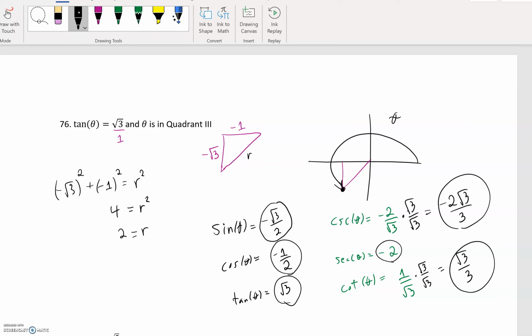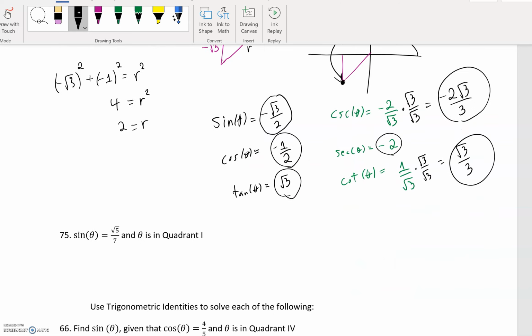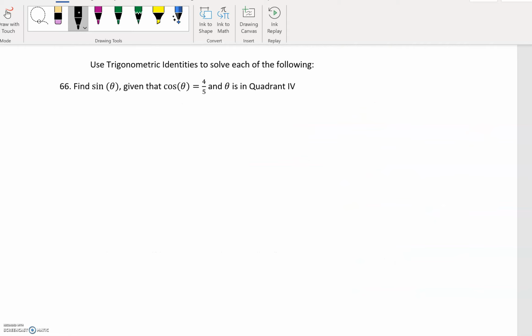Now let's take a look at one problem where we actually make use of those trigonometric identities in the blue. You are asked here to use trigonometric identities to solve the following. You need to find just sine of theta, given that cosine of theta is equal to 4 over 5, and theta is in quadrant 4. So we know theta is in quadrant 4. And it says specifically to use trigonometric identities.